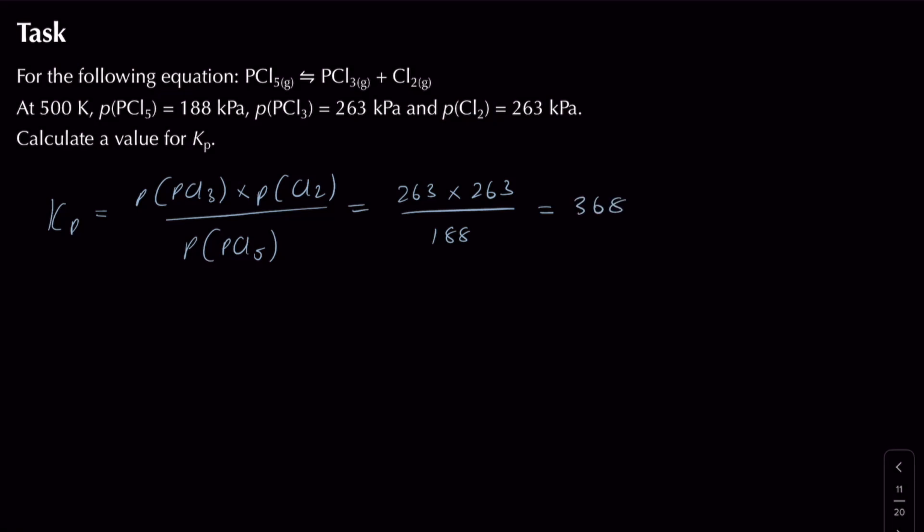What about the units? Well, in terms of the units, I've got kilopascals as my units for partial pressures, so of course I'm going to have kPa times kPa at the top. There's my products, divided by kPa on its own. These two cancel, and I'm left with kPa on its own there, and there's my units and my value for Kp itself.